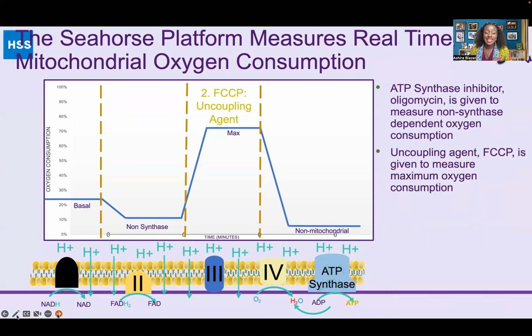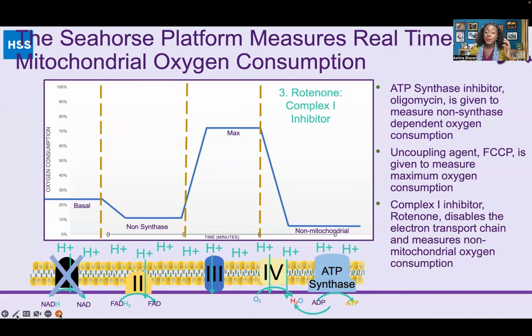The next thing we give is FCCP, which is an uncoupling agent. And so what this does is it allows electrons to be uninhibited in their ability to traverse the inner mitochondrial membrane. And so this asks, if we allow these mitochondria to consume as much oxygen as possible, what's the maximum capacity of oxygen consumption? The next thing we give is rotenone, which is a complex 1 inhibitor, and this shuts down the entire electron transport chain. And so this is a non-mitochondrial oxygen consumption. So healthy cells should have relatively higher basal oxygen consumption, maximum oxygen consumption, and lower non-synthase and non-mitochondrial oxygen consumption.